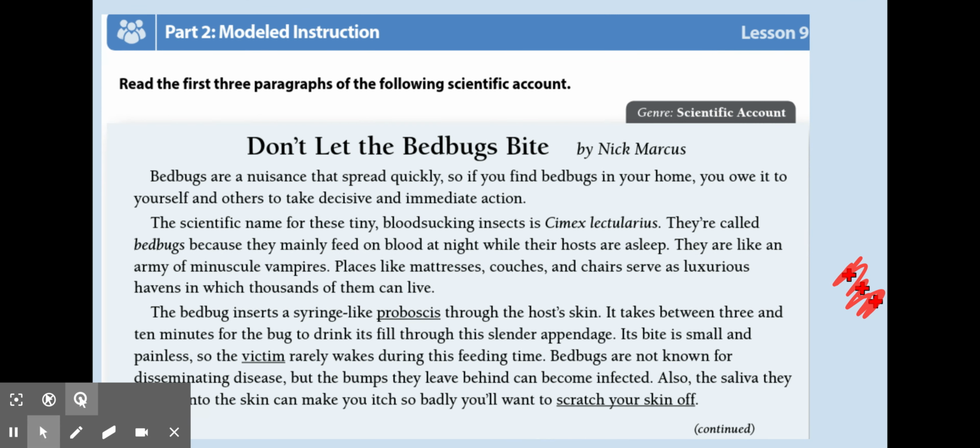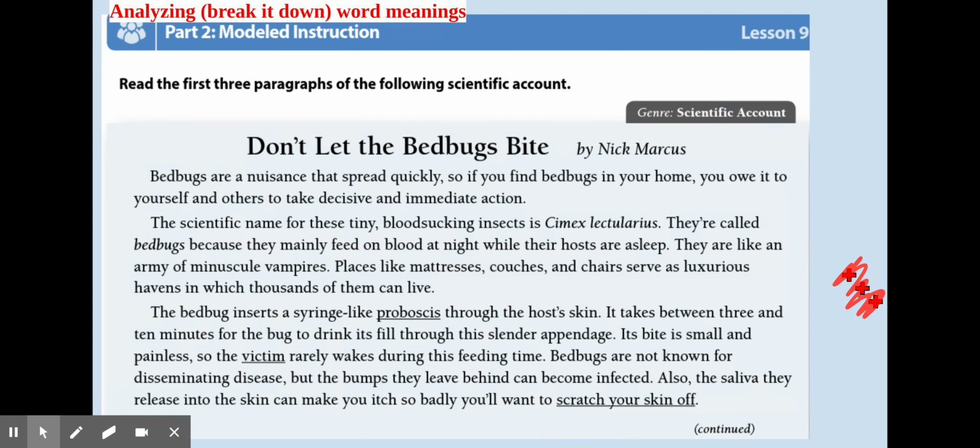So with that being said, the very first thing I do is I'm going to write the title of my lesson at the top of my page, and it is Analyzing Word Meanings. And again, analyzing means to break it down. The next thing I'm going to add is when we looked at part 1, we went over 3 types of word meanings that we have, and that is technical, connotative, and figurative.